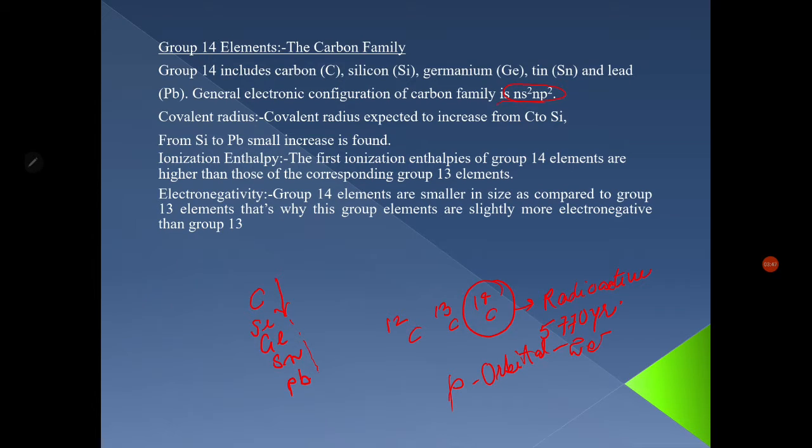Ionization enthalpy. The first ionization enthalpy of group 14 members is higher than the corresponding member of group 13. The influence of the inner electrons is visible here also. In general, the ionization enthalpy decreases down the group. Next is electronegativity. Group 14 elements, due to small size, are slightly more electronegative than group 13 elements. The electronegativity values for the elements from tin to lead are almost the same.